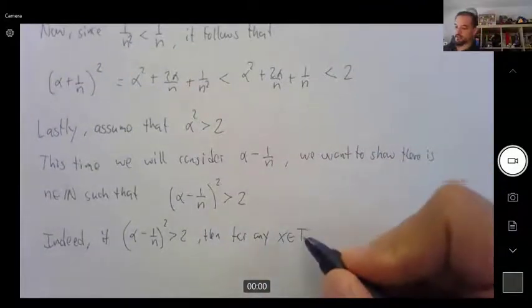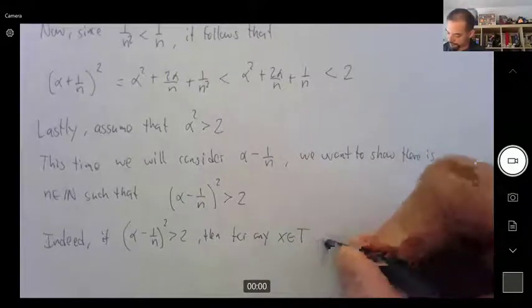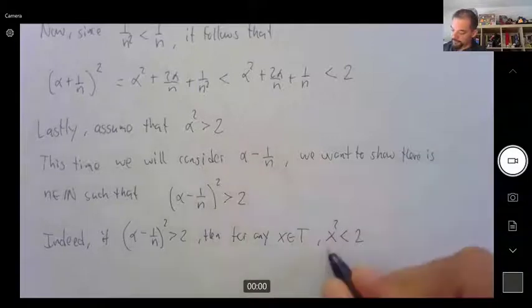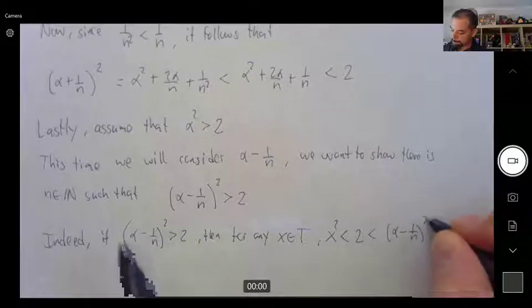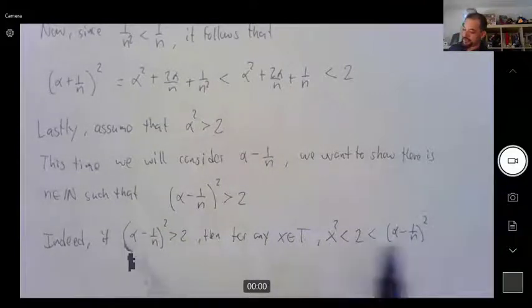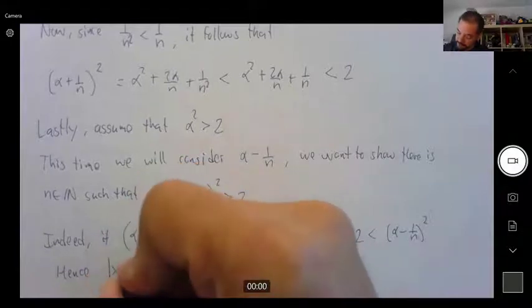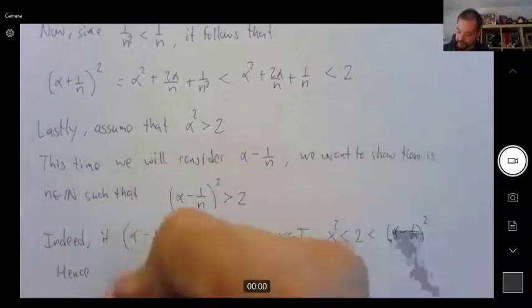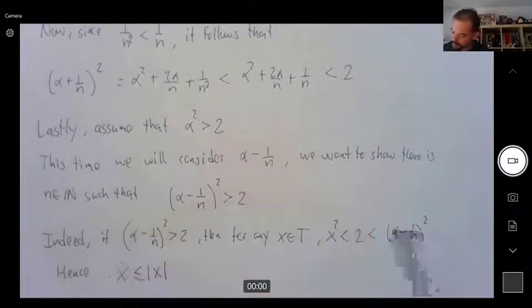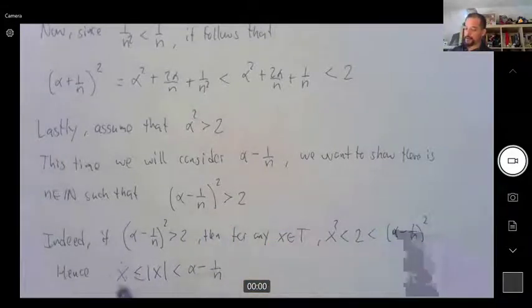Remember, what are the x's in t? The x's in t are the ones that when you square them, you get less than 2. Right? X squared is less than 2. But 2 is less than this number. So then that would mean that x is less than alpha minus 1 over n. In fact, absolute value of x, but not that it matters, right? Because you have that x is less than or equal to absolute value of x, which is less than alpha minus 1 over n. So alpha minus 1 over n would be an upper bound of t.